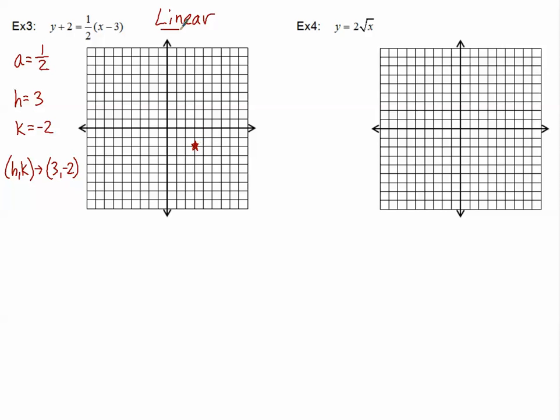Now this is just linear, so it's basically a line. It just has a slope. And in this case, our slope is the value of a, 1/2.